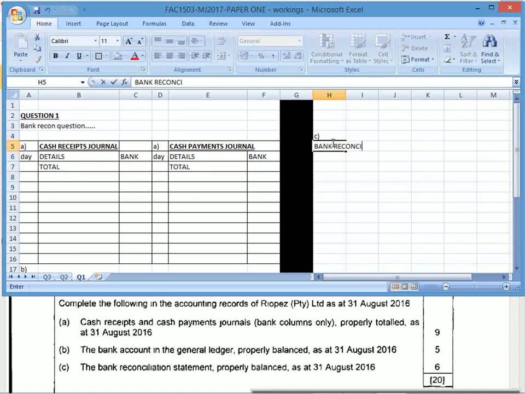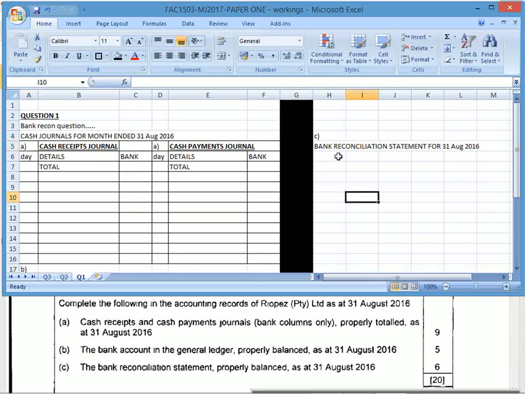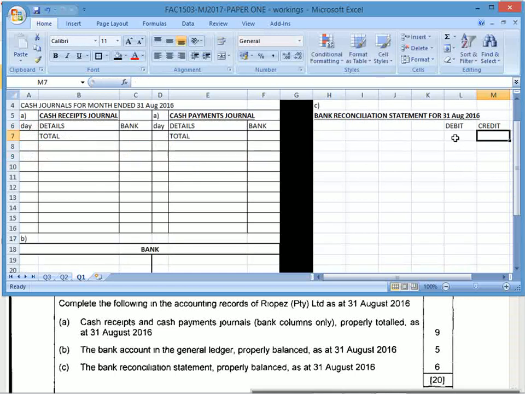Bank reconciliation statement for 31st August 2016. Okay, you'd also have the dates here as well. So you could have cash journals here for year ended or month ended. Same thing, 31st August 2016. Right, what does the reconciliation statement look like? Well, 2 columns, one for debit and one for credit. And that's it. Looks very similar to a trial balance.